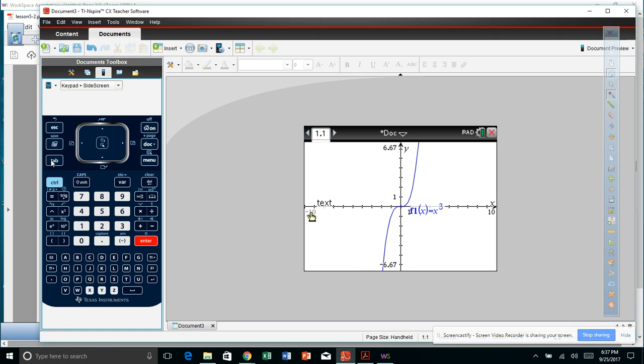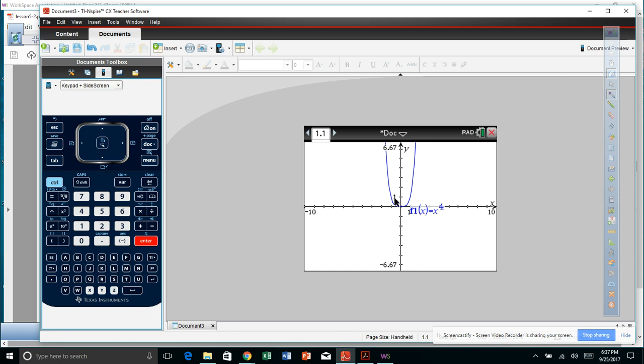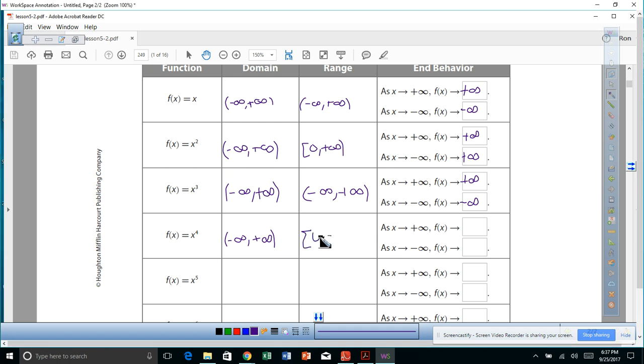X to the fourth. We'll press tab. And then take out the 3 and put a 4. And voila, there it is. So this is at an angle and that's at an angle. So the domain is going to be all real numbers, from negative infinity to positive infinity. The range is going to start here at 0 and go up. So we're going to say 0 to positive infinity.